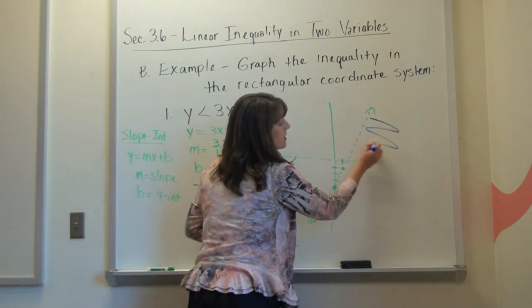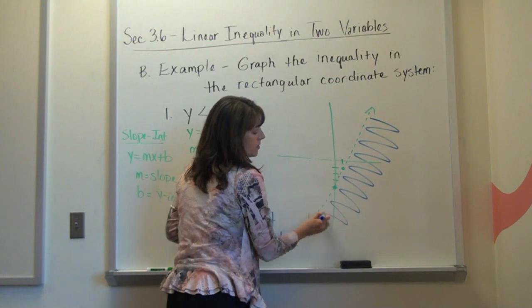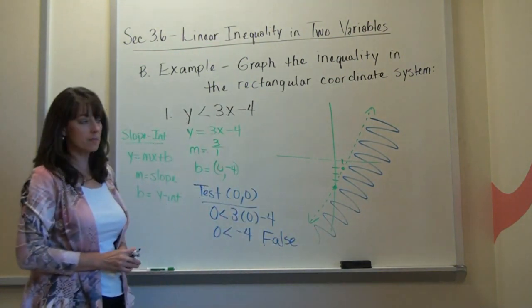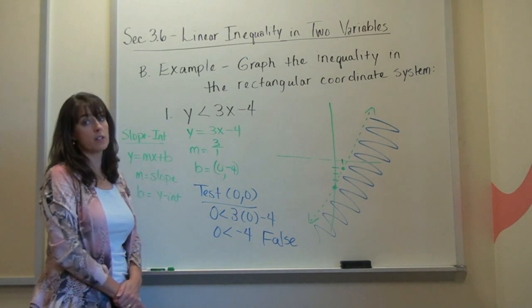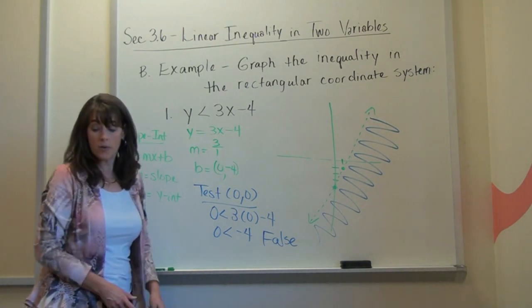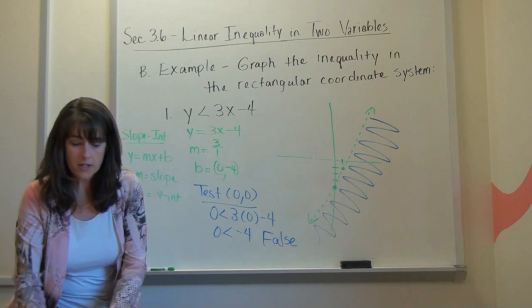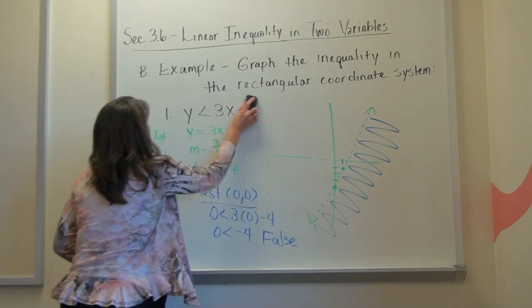So I'm going to shade this side to say that's where all the solutions are. And that is your graph of that linear inequality in two variables. So let's try another one, because it can get a little bit harder.